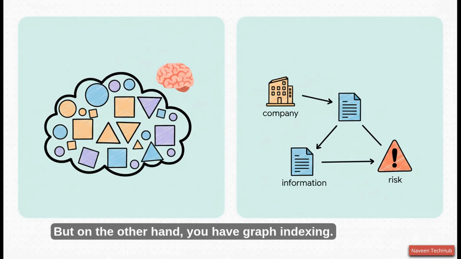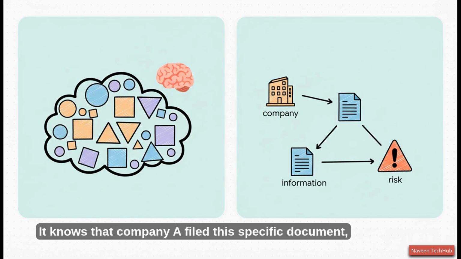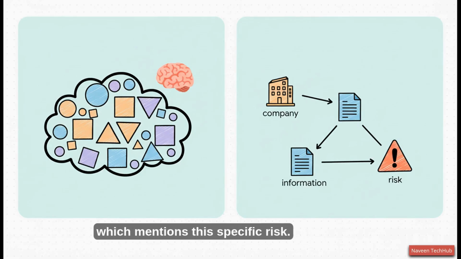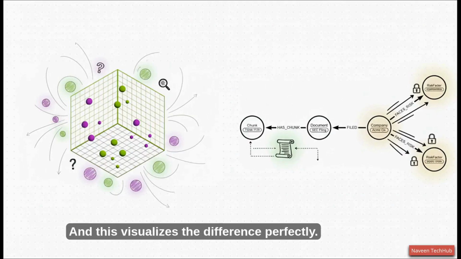But on the other hand, you have graph indexing. This is about cold, hard facts. It knows that company A filed this specific document which mentions this specific risk. To answer complex enterprise questions, you absolutely need both. One isn't better than the other. They're a team. And this visualizes the difference perfectly.